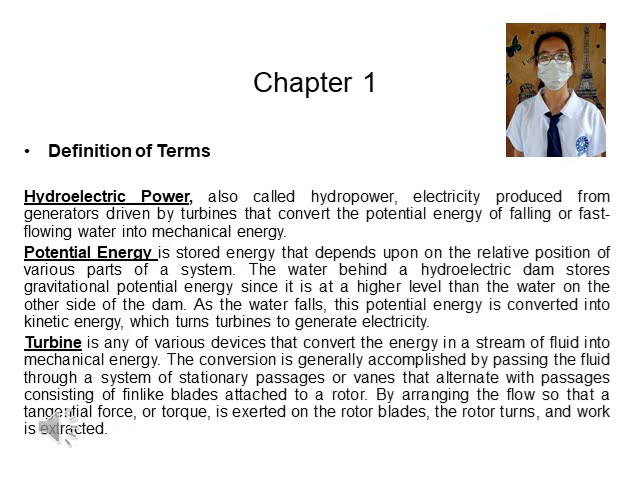Potential energy is stored energy that depends upon the relative position of various parts of a system. The water behind a hydroelectric dam stores gravitational potential energy since it is at a higher level than the water on the other side of the dam. As the water falls, this potential energy is converted into kinetic energy, which turns turbines to generate electricity.